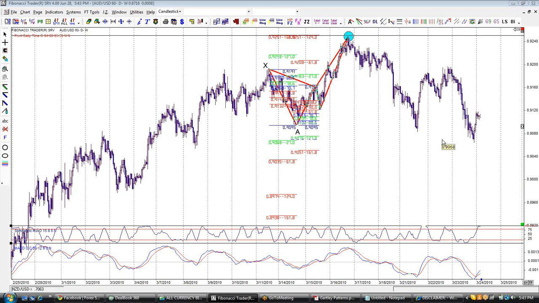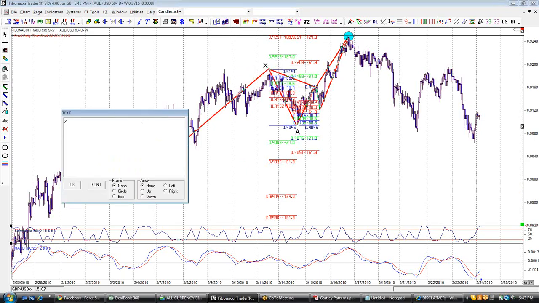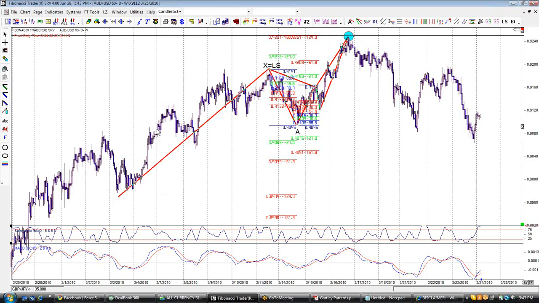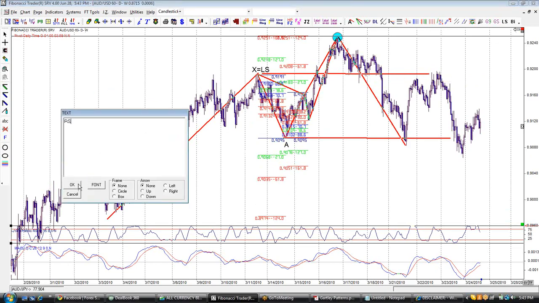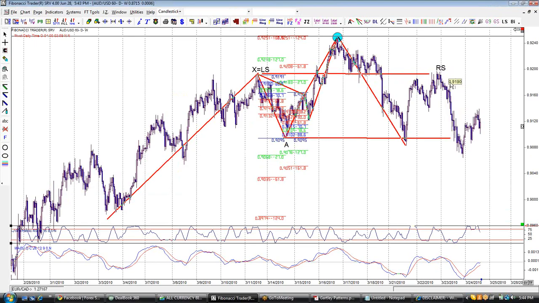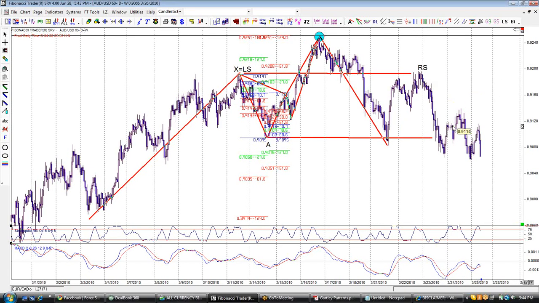Good. Victor saw the head and shoulders. Here is the left shoulder at the X. Then we have the head all the way up here at the D entry. Price took the low. It came back to retest the left shoulder. It formed the right shoulder and it continued the bearish move.